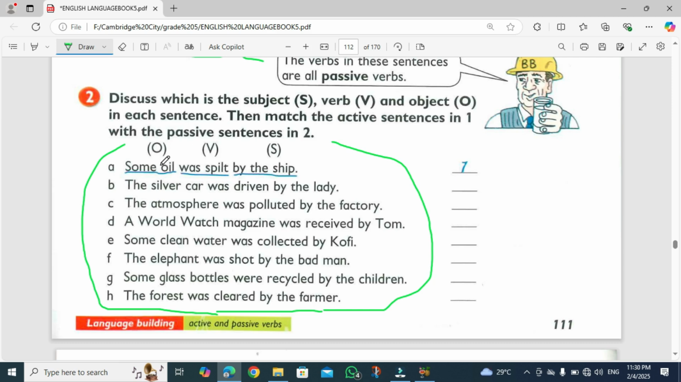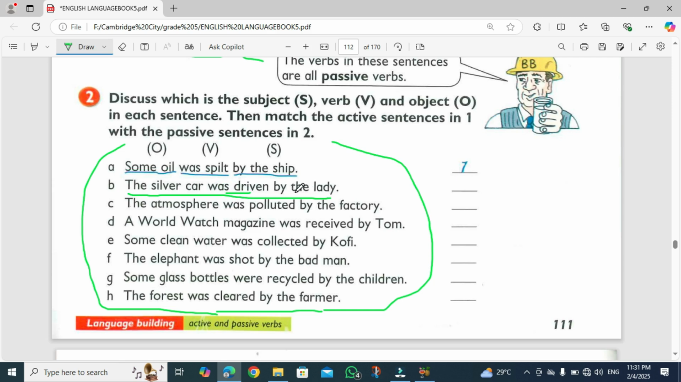Where is the object? Look here. The object is first. Some oil, this is object, was split, this is the verb. By the sheep, this is the subject. Let's look at B. The silver car was driven by the lady. The silver car, this is object, and was driven, this is verb, and by the lady.